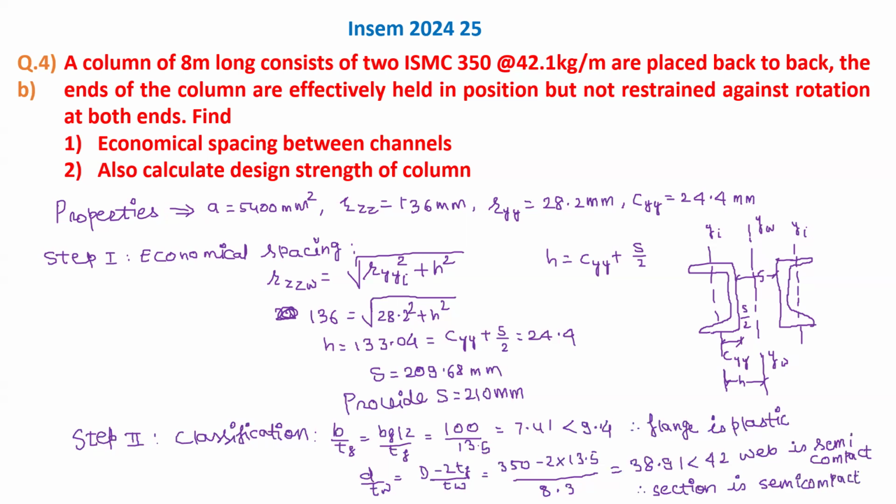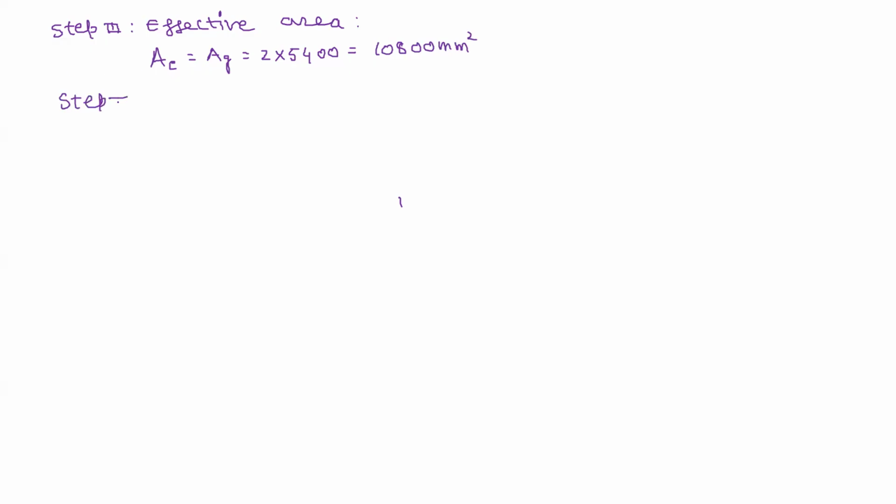So we have the next step 3, effective area. AE equal to AG, and that is equal to 2 into 5400, which will be 10800 mm square.